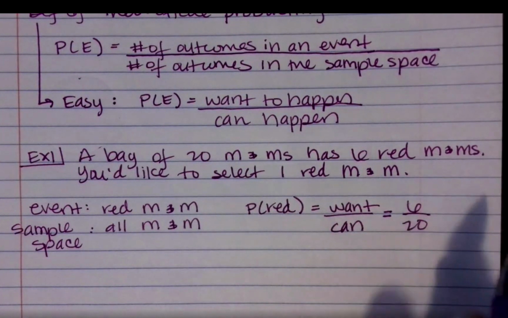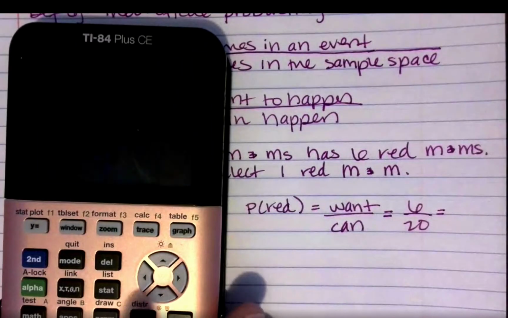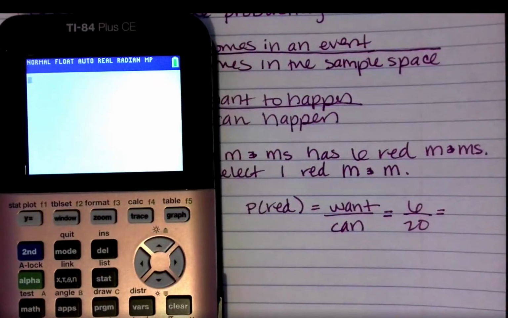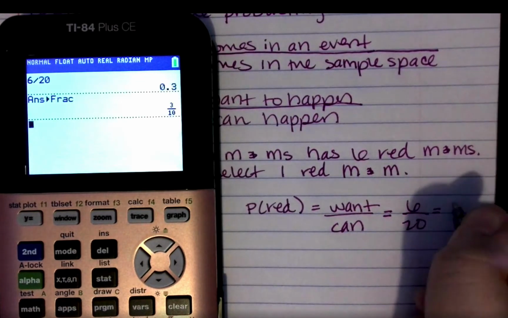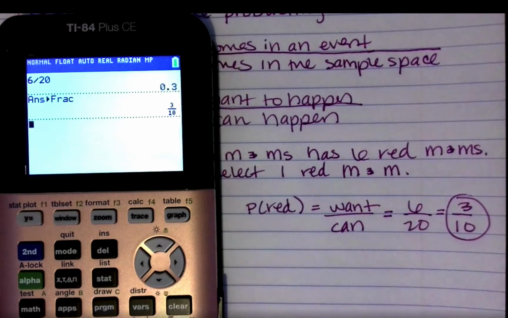We're always going to have a fraction. With this, do we have to reduce our fractions? You know it. If you don't want to reduce a fraction by hand, you can let your calculator do it. 6 divided by 20, and then you can see a decimal. Math, enter, enter. There's our 3/10. You can also just, of course, reduce that fraction by hand.